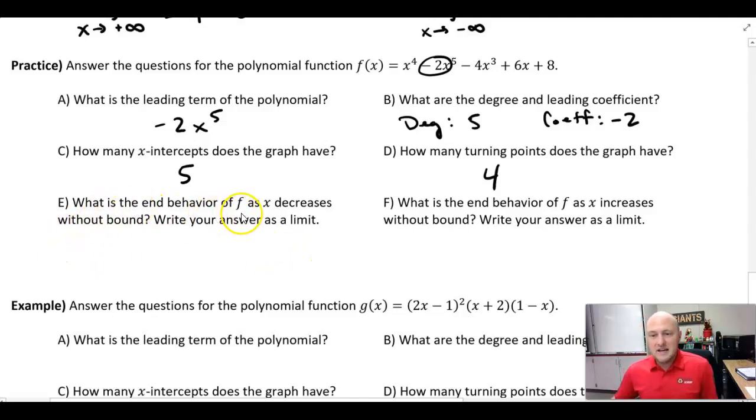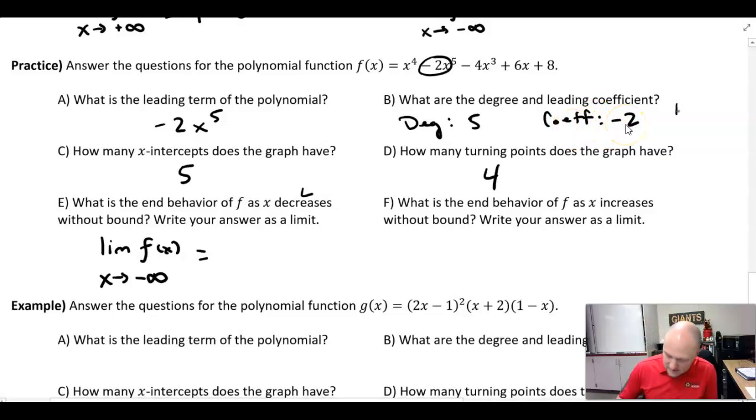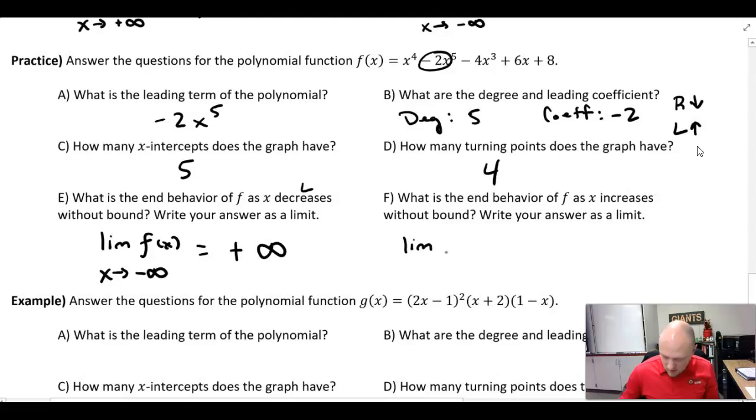And then what is the end behavior of f as x decreases without bound? So this is x goes to negative infinity. Decreases without bound means the left side. Let me go back and look up here at my leading term. My coefficient is negative, that means the right side's going down. And the degree is odd, so the left side does the opposite. So my left side is going up. This is going to be positive infinity. Did you get it? Good job. Next, what is the limit of f of x as x approaches positive infinity? Well, the right side we just said is going down. Hopefully you got that right.